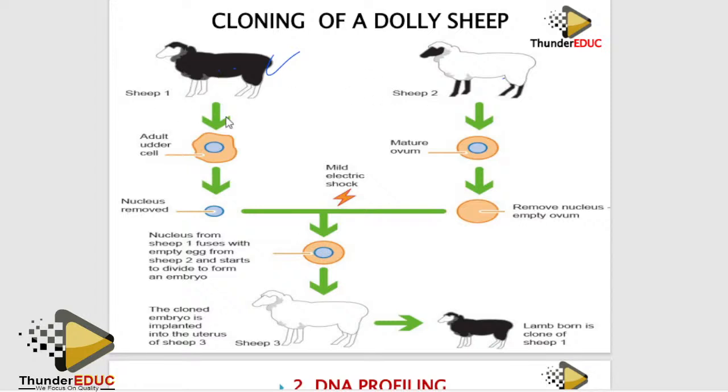I get sheep A. If I want to clone this, I have to keep its nucleus. Is it clear? Why? Because the nucleus contains the genetic material. So I keep the nucleus, I throw away the shell. Then this one, I remove the nucleus because I don't want its genetic material, but I use the gamete, the ovum. But here I just get any cell from anywhere else apart from a gamete.